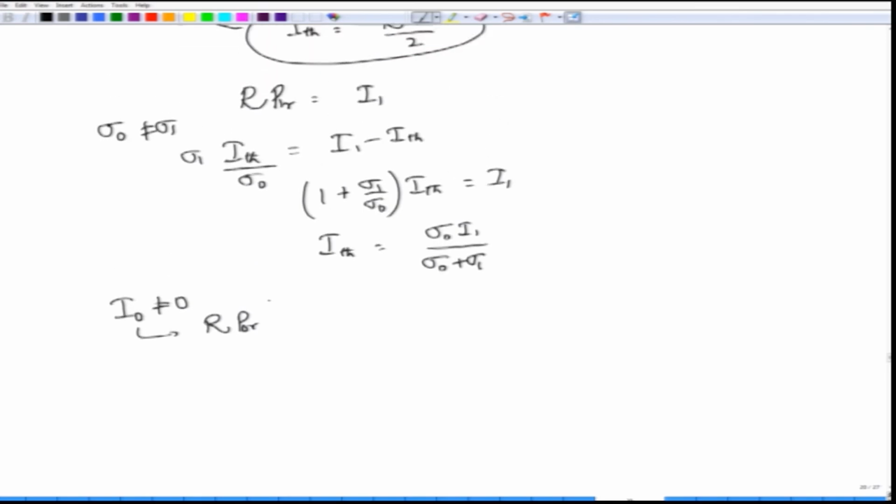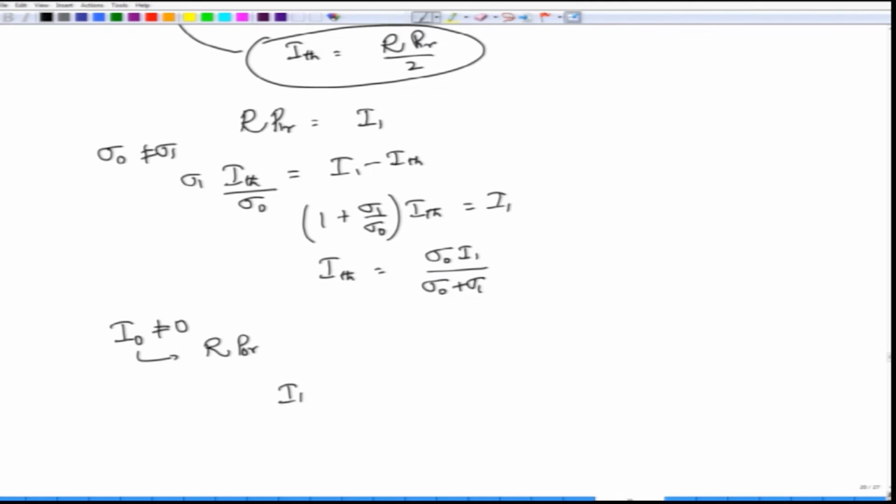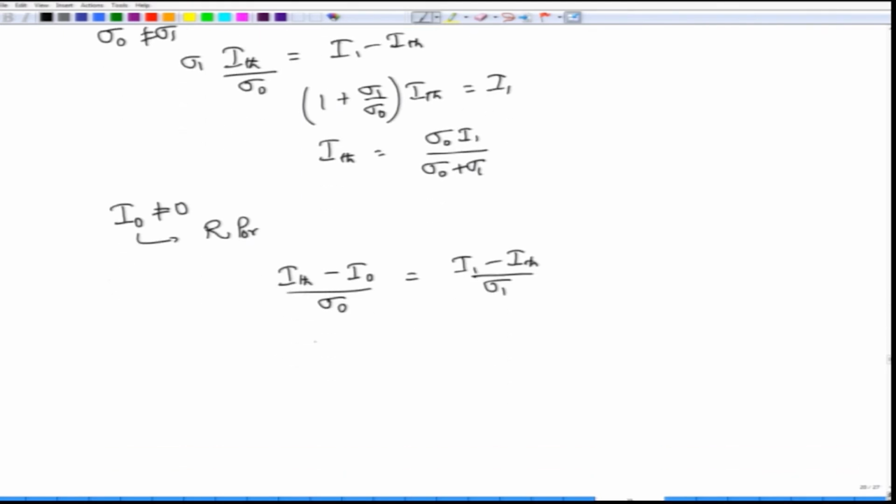If you go back to this expression, instead of writing this as ITH, you can show that it should be ITH minus I0 divided by sigma 0, which should be equal to I1 minus ITH divided by sigma 1. Solving this equation will give you the threshold current as sigma 0 I1 plus sigma 1 I0 divided by sigma 0 plus sigma 1. I will leave this as an extremely simple exercise for you to work out.